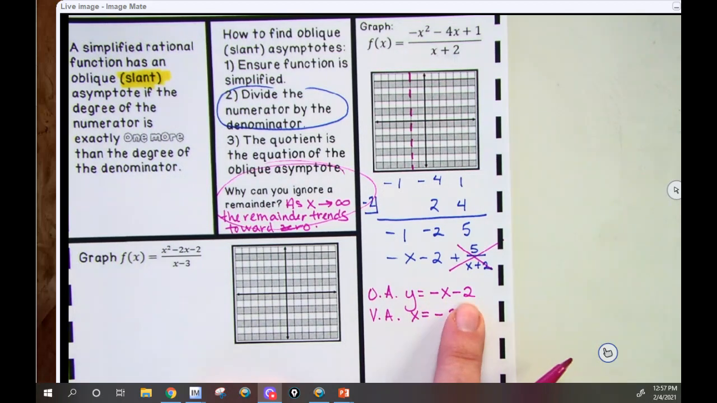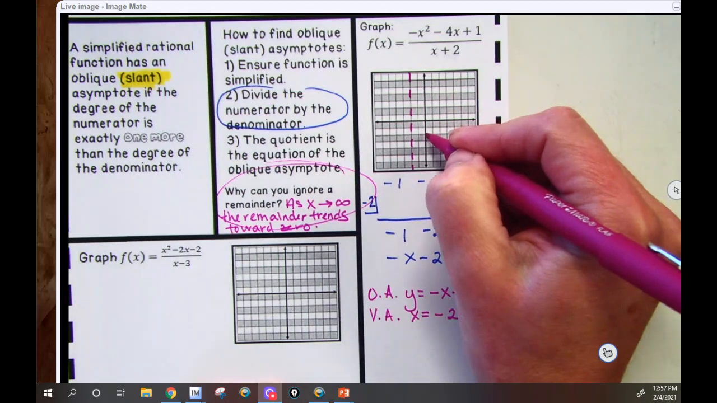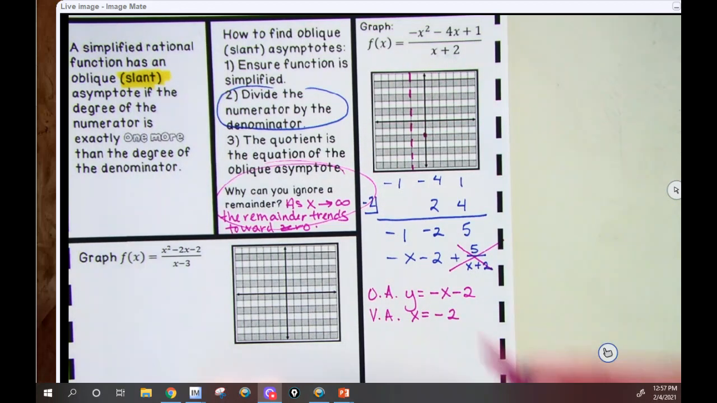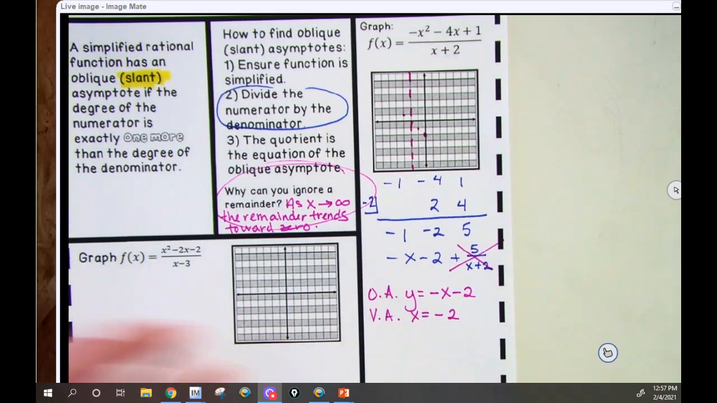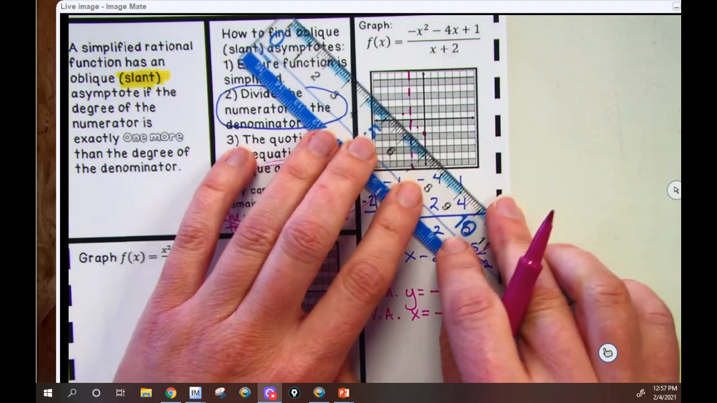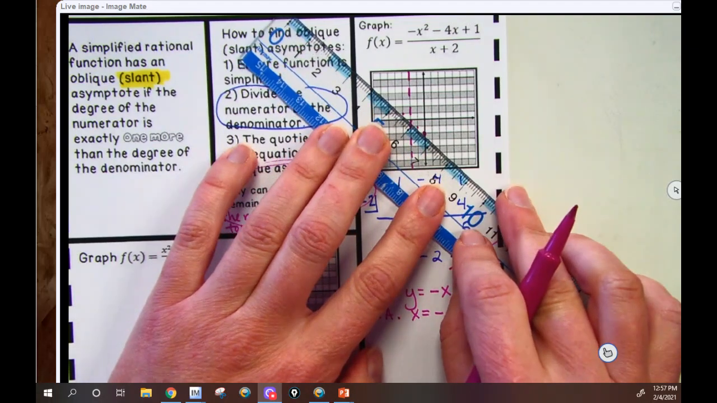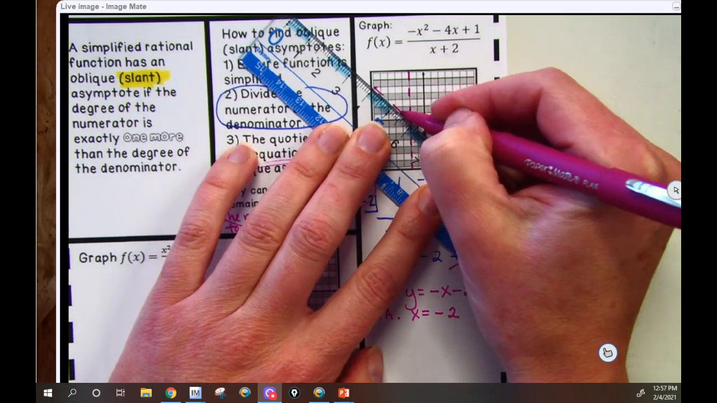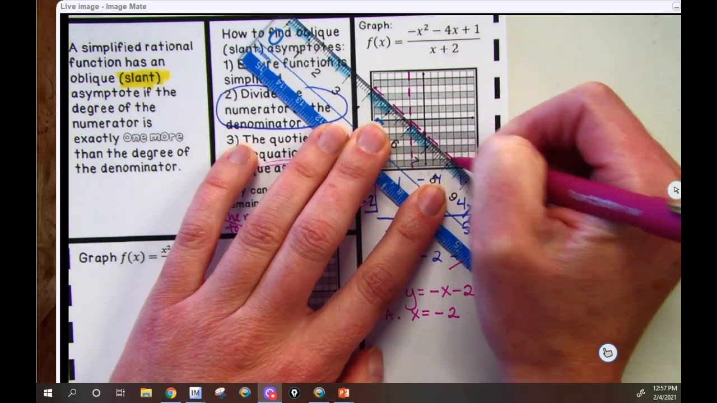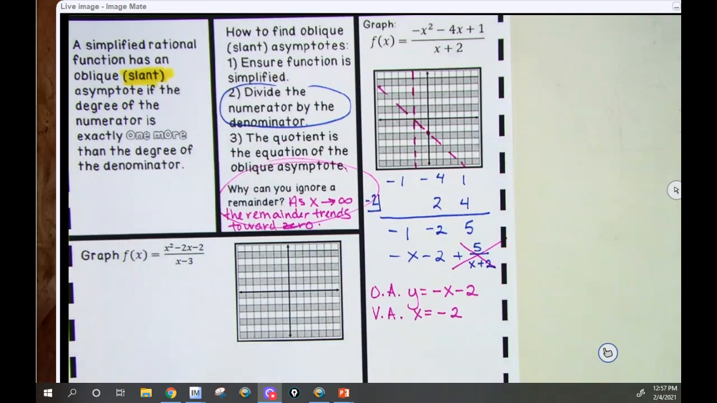And then let's graph our oblique asymptote. So my y-intercept is down 2, and then I've got a negative slope of -1 over 1. I'm going to cheat and use a straight edge. And make it dashed as well so that you can see that you have an oblique asymptote. Now from here, everything will feel pretty much the same.